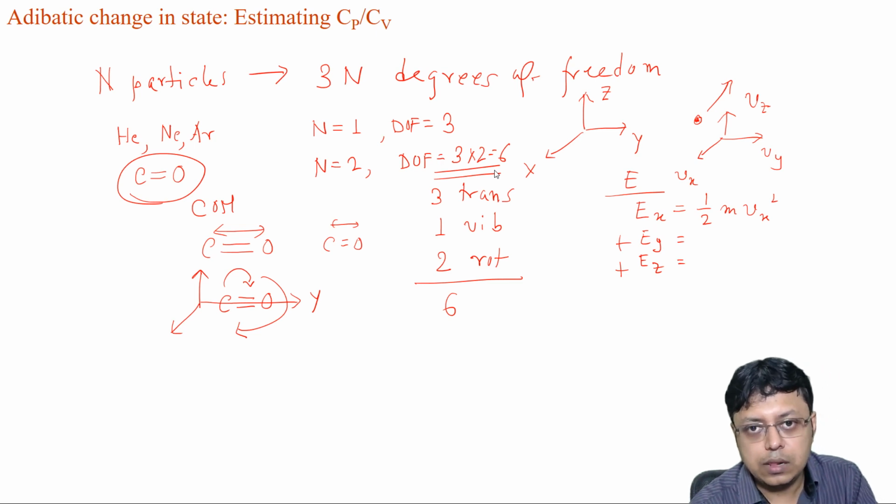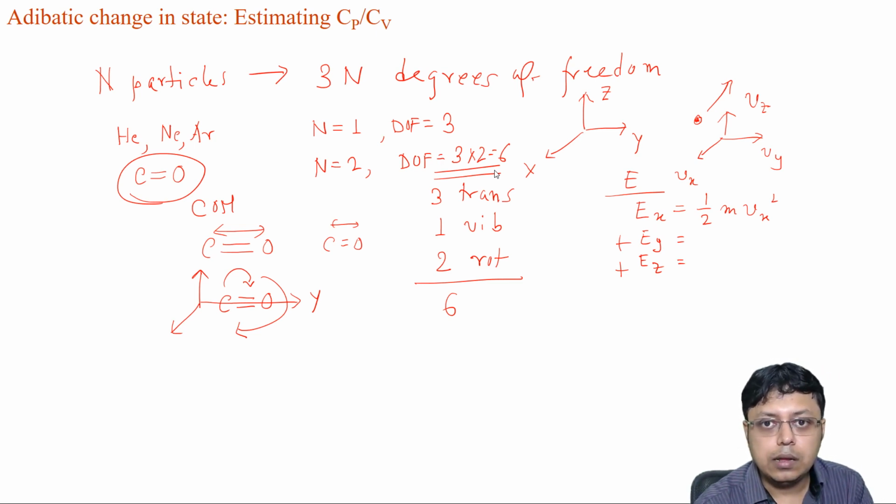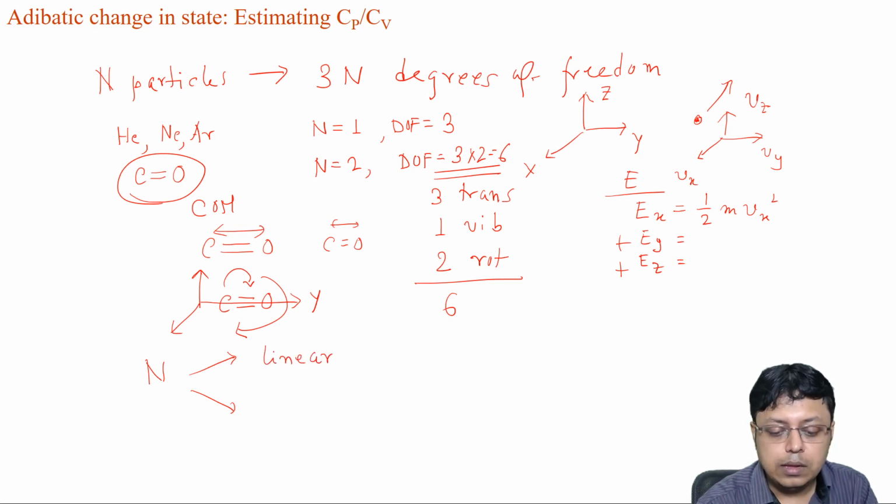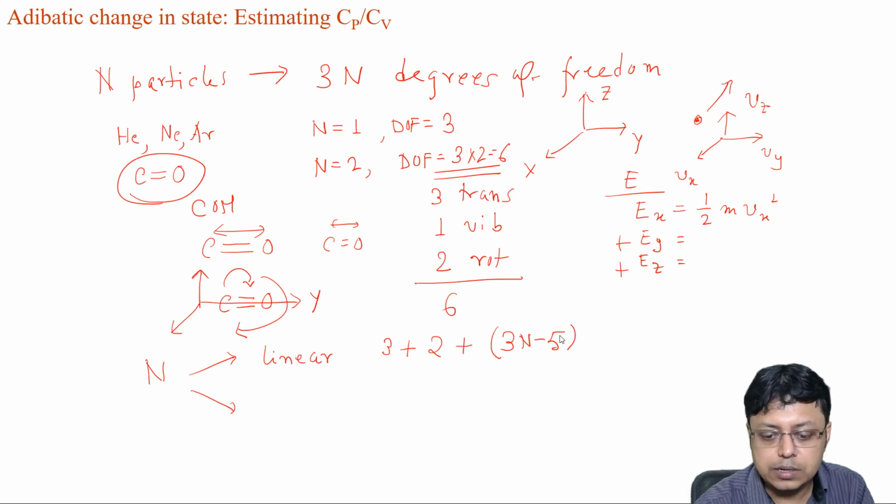In this way we can calculate for any arbitrary system which consists of n particles, and the rule of thumb is, we will discuss only molecular systems. So for a linear molecule I'll have a total of 3 translational degrees of freedom, and then there will be 2 rotational degrees of freedom, and then there will be 3n minus 5 vibrational degrees of freedom.